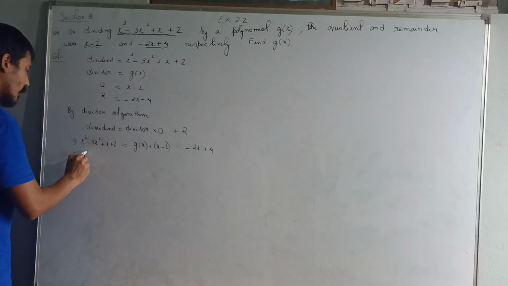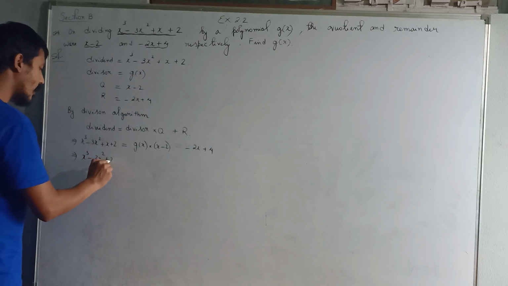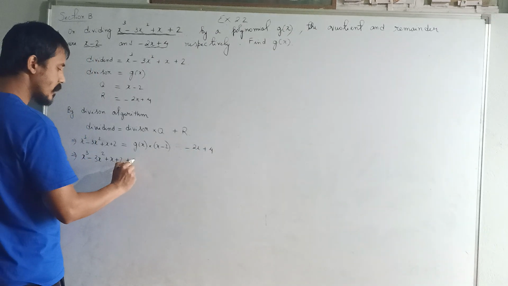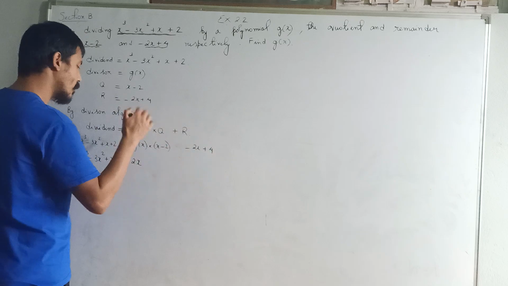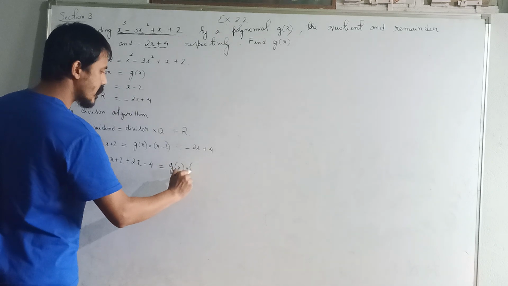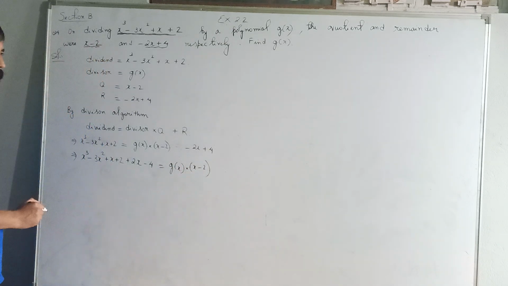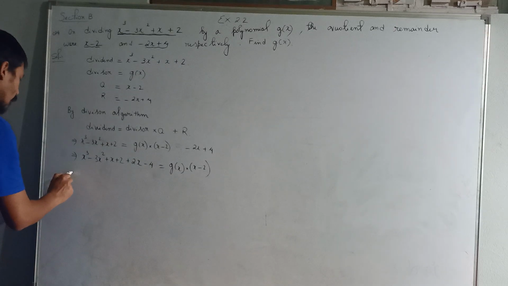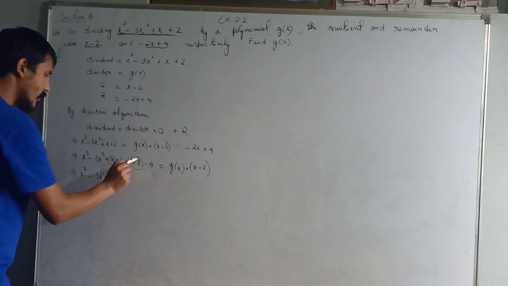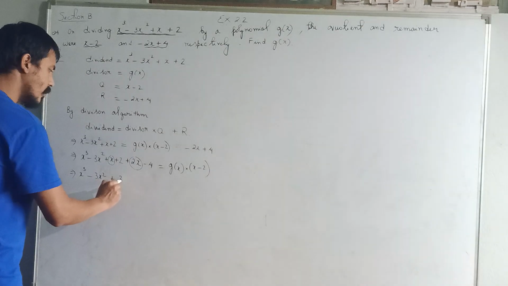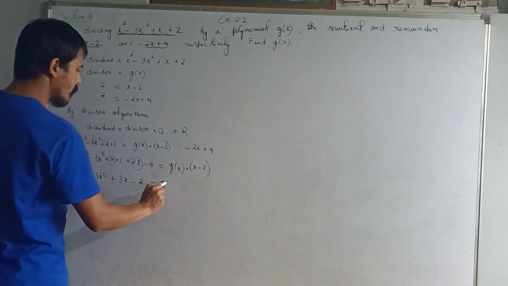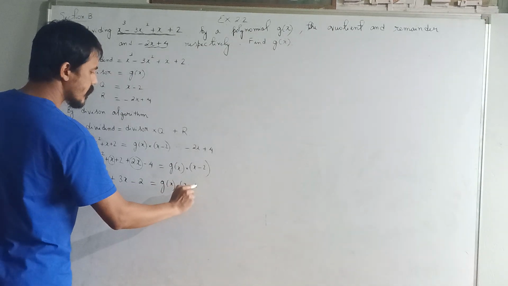Now we solve this. x cubed minus 3x squared plus x plus 2. Now this minus 2x can be transposed to the left side as plus 2x. Plus 4, you transpose it as minus 4. So we get g(x) times x minus 2. Now, x cubed minus 3x squared, x plus 2x gives you 3x. 2 minus 4 gives you minus 2, is equal to g(x) times x minus 2.